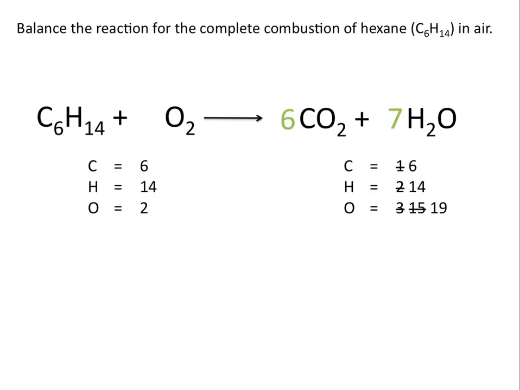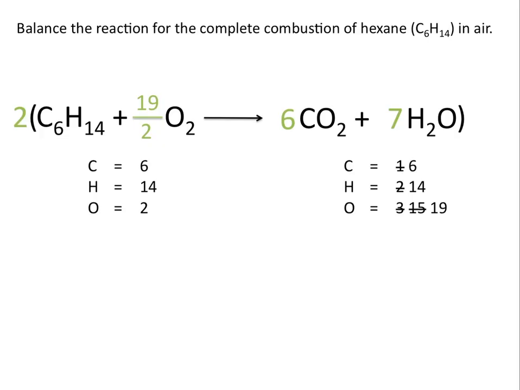Now, just like in our last example, we have O2 on our reactant side. So any whole number coefficient we put in front of O2 will give us an even number of oxygen atoms. And we have 19 oxygen atoms that we're trying to balance on the product side. So let's start by putting a fraction coefficient in front of O2, 19 halves. 19 halves times 2 will give us 19 oxygen atoms. So now the number of oxygen is balanced.